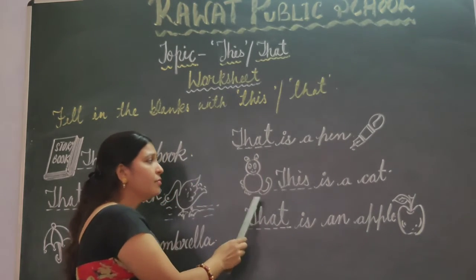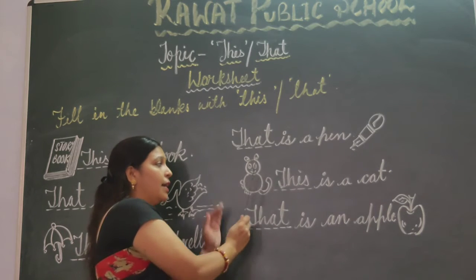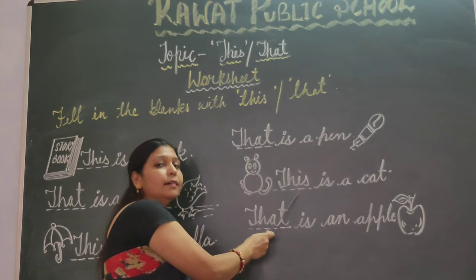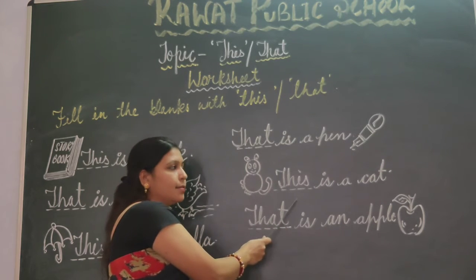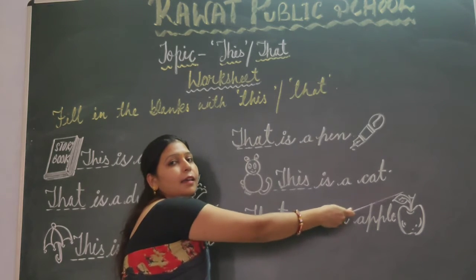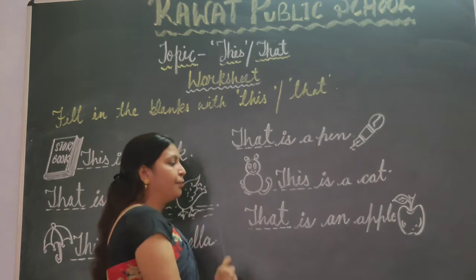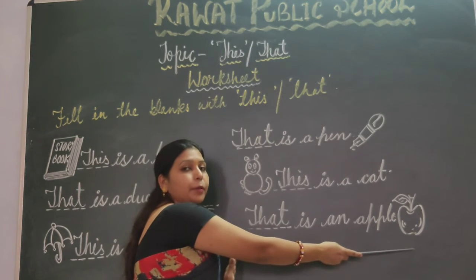Next, it is a picture of a cat. Cat is near us, close by. That's why we are using here this. This is a cat. Next, yes, it is a picture of an apple.